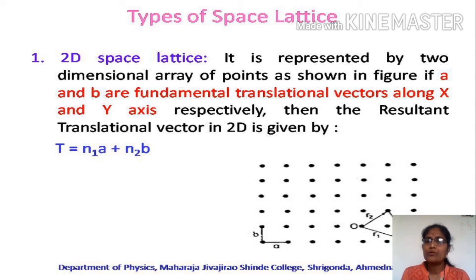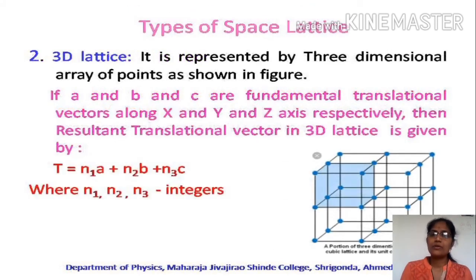And this diagram shows a resultant vector. So a translational vector in the case of a two-dimensional space lattice is given by n1 times A plus n2 times B. A is nothing but the length or interatomic distance along x, and B is the interatomic distance along the y-axis. We have considered only two axes, and we will build the entire structure by repeating A n1 times and B n2 times. The whole structure can be built up. This is called a two-dimensional space lattice.